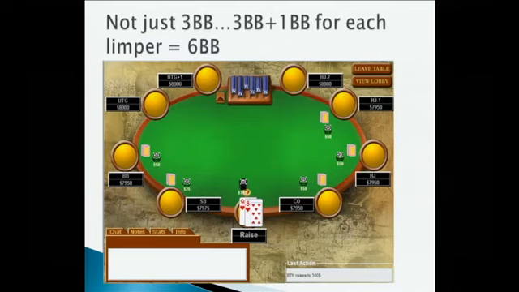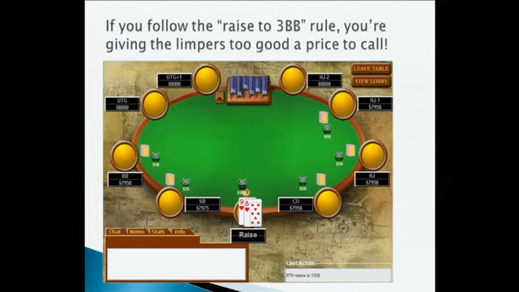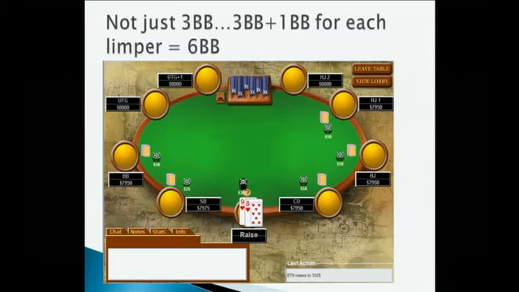If I only make it 150, then by the time it's folded to the last guy, their odds of calling are that they have to put in 100 into a pot of 375, right? So that's like 3.75 to 1 odds. That's too good. So the rule is, take whatever size you were going to raise to, and then add a big blind for each limper. This essentially makes it so that the odds are the same as before. So in this case, if you were going to make it 3, I would make it 3 plus 1 plus 1 plus 1, because there are 3 limpers.